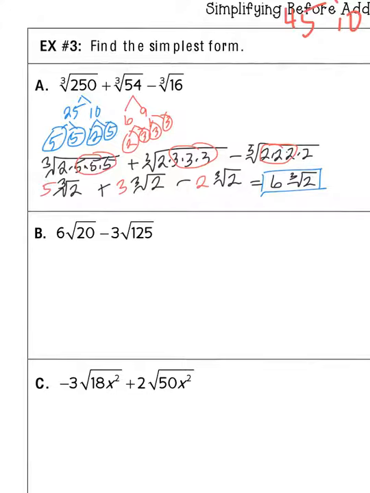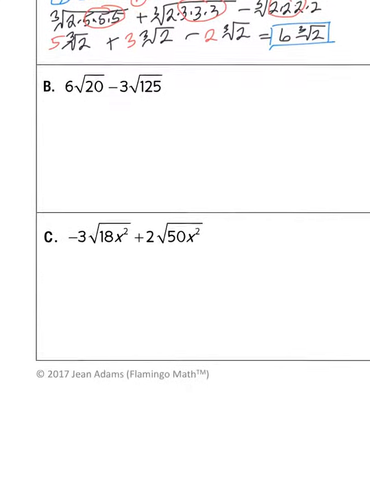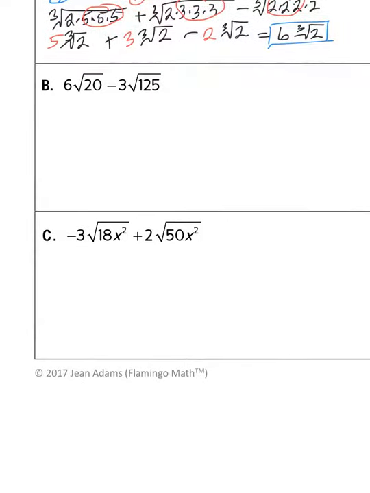All right, so I would like you to pause the video, and I want you to prime factor 20. Oh, and just as an aside, when you prime factor the 20, whatever you pull out in front as a square root has to get multiplied to the 6. Same thing here. When you prime factor the 125, whatever you pull out as a perfect square has to get multiplied to the -3. So pause the video and do both B and C, and look to see if your answers are correct.